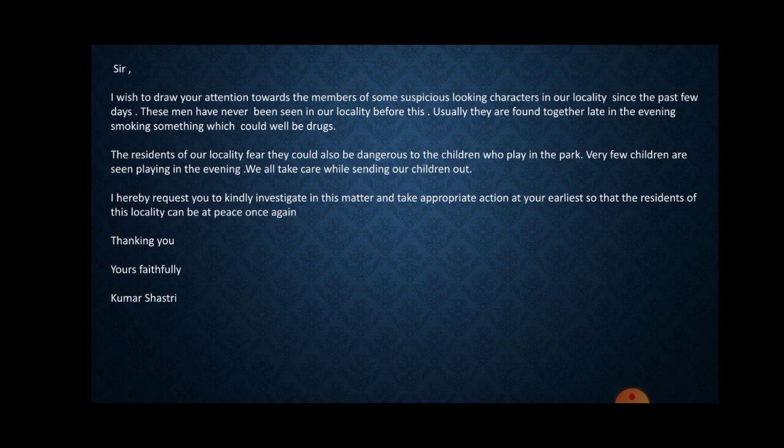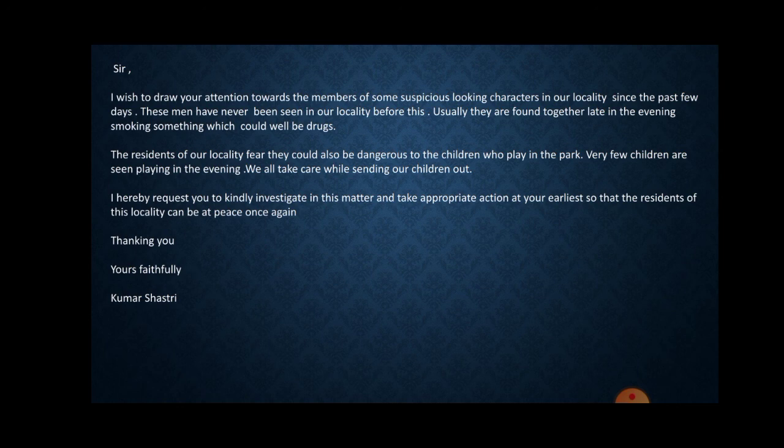Again, leave one line and start your third paragraph. See what is written here in this paragraph. I hereby request you to kindly investigate in this matter and take appropriate action at your earliest so that the residents of this locality can be at peace once again. This is the third paragraph which contains request or suggestion.